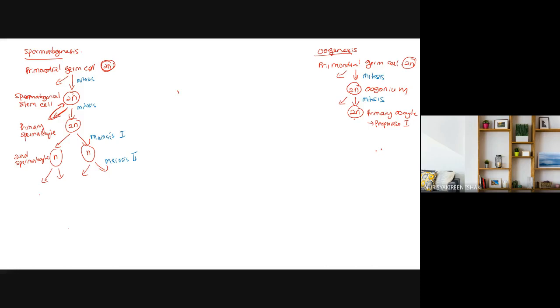So if you look at the drawing that I've drawn here, these are the flow of the process that occurs for both spermatogenesis and also oogenesis.